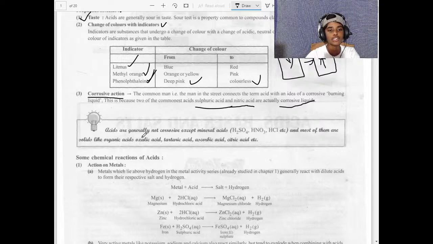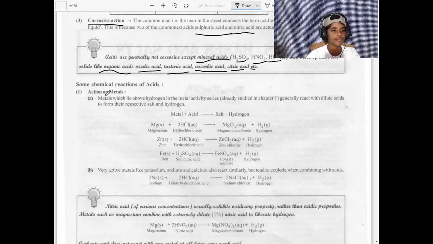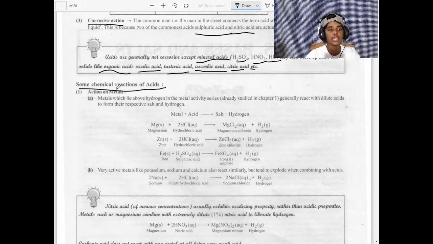Acids are generally not corrosive except mineral acids, H2SO4, HNO3 and HCl, etc. And most of them are solids like organic acids: oxalic acid, tartaric acid, ascorbic acid and citric acid, etc. Next, some chemical reactions of acids.